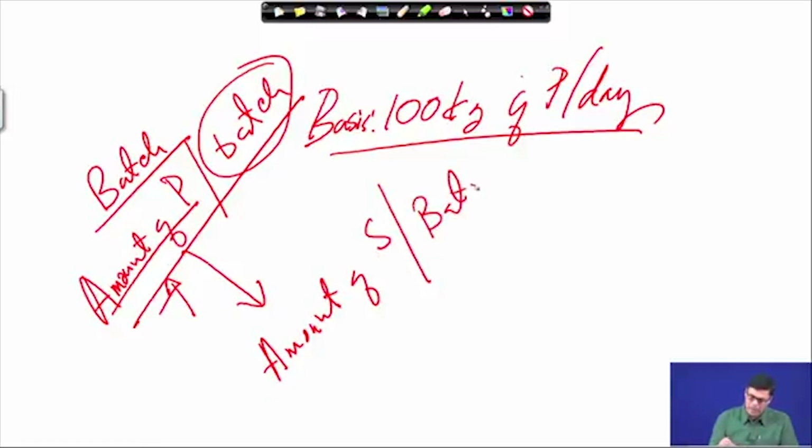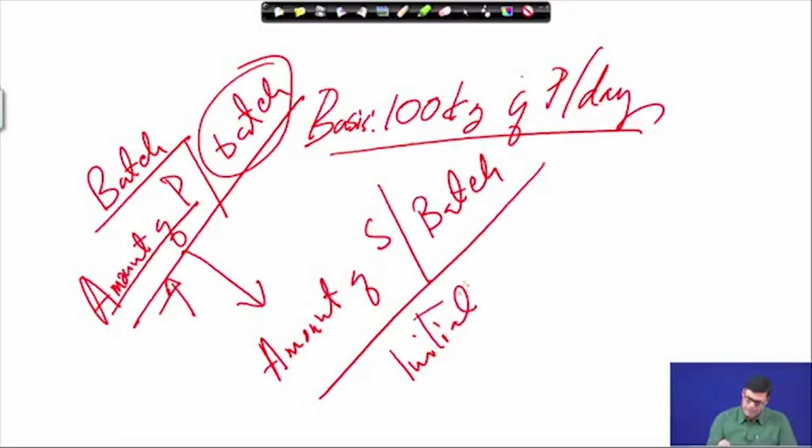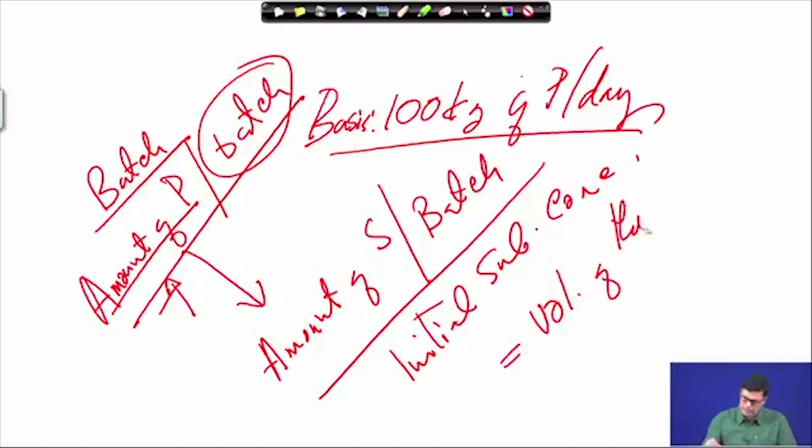Am I right? Now, once you know the amount of substrate required per batch, then if you divide by the initial substrate concentration, then what you will get? You will get the volume of the reactor. Very simple. You can find out the volume of the reactor. Am I right? So, let us see how we can solve this problem.